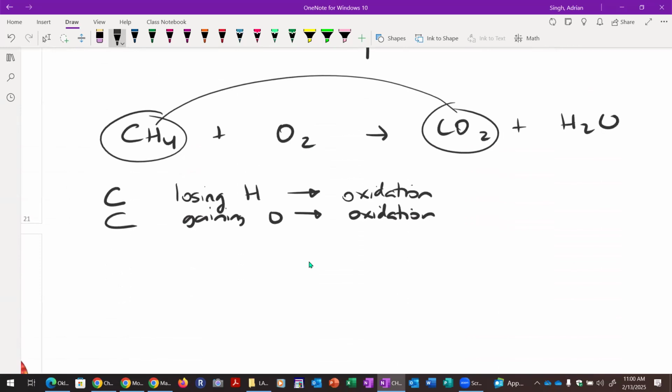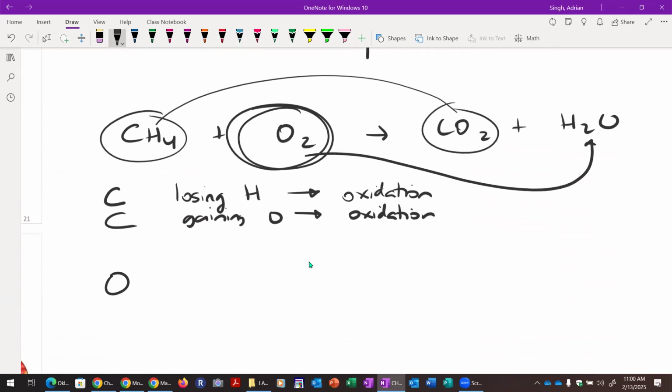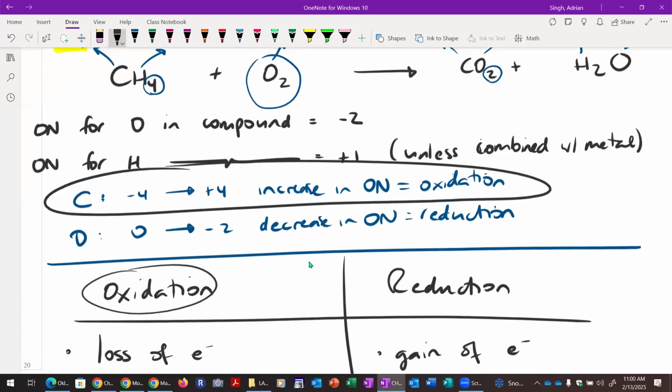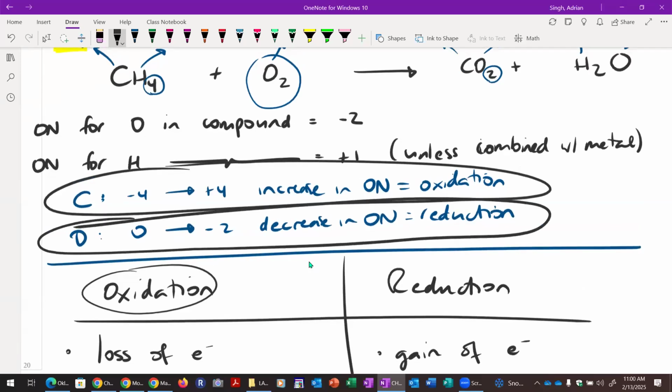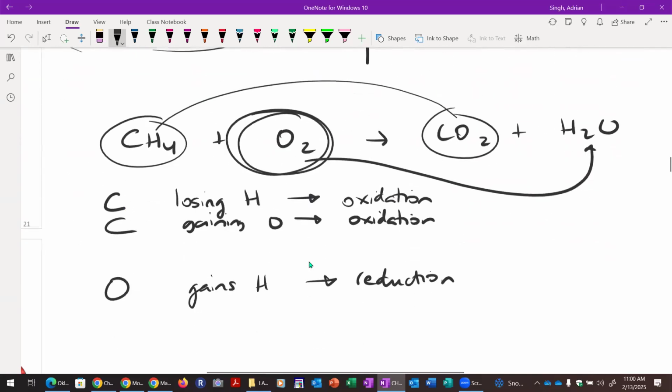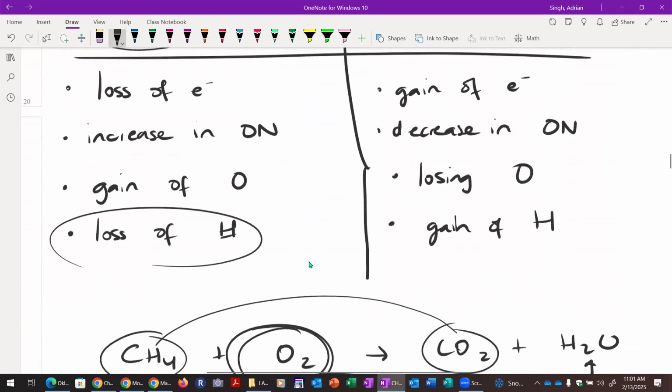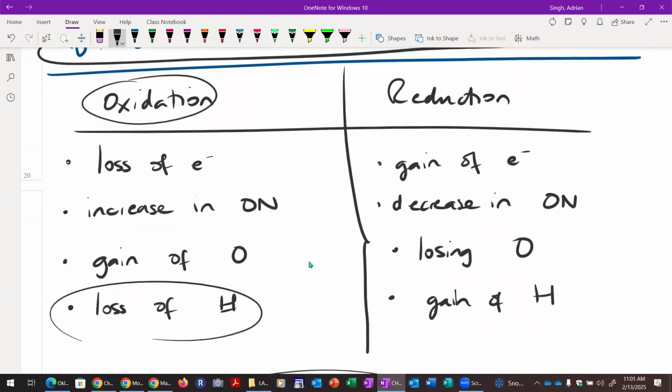If I look at the oxygen, for example, the oxygen goes from being combined with itself to being combined with H now. So the O is gaining H. So if it's gaining H, that would be reduction. And if I look at my oxidation numbers on top here, we saw that the oxygen was a decrease in oxidation number. So that would confirm that it is reduction. So depending on what type of a reaction you're provided with and what you're specifically asked for, you can look at a variety of things to determine whether something is undergoing oxidation or whether it's undergoing reduction.